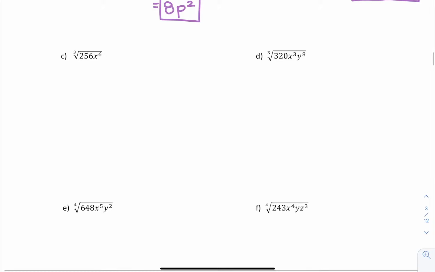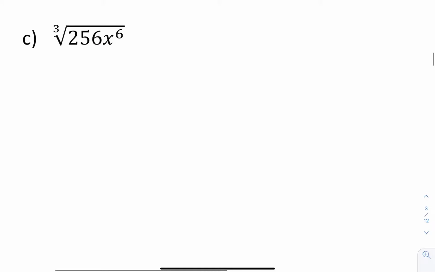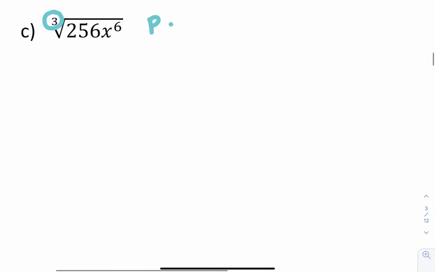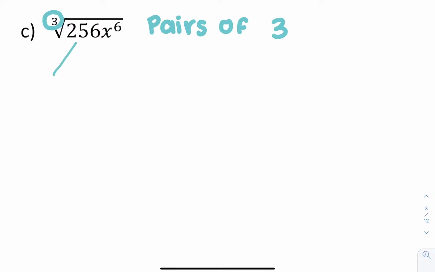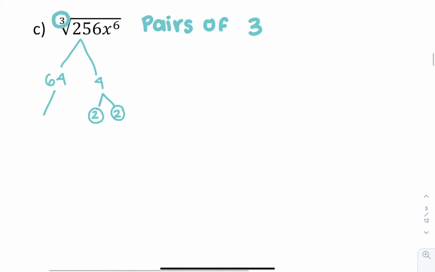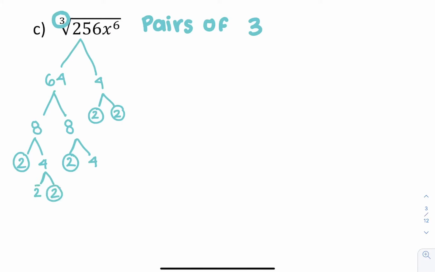All right, we're going to try a few more. So in this next one, I'm looking for index of 3, so I'm looking for pairs of 3. 256 is like 64 times 4. So 2 times 2. 64 is 8 times 8, which is 2 times 4, which is 2 times 2.